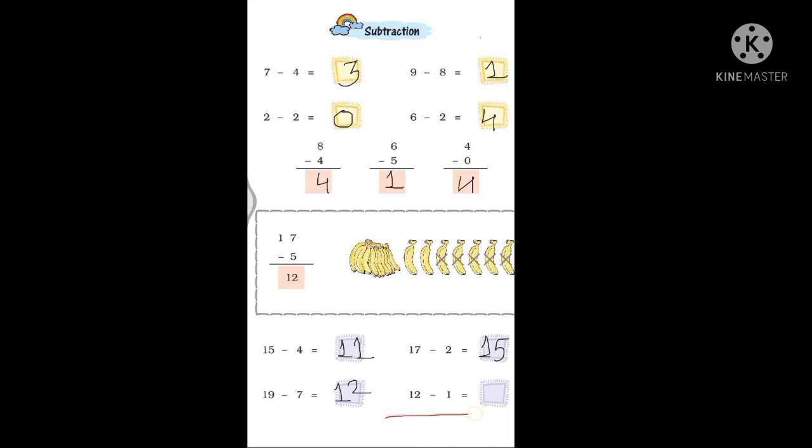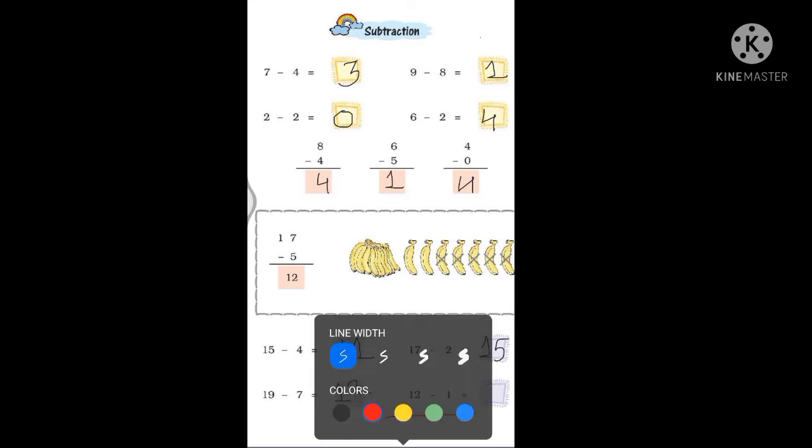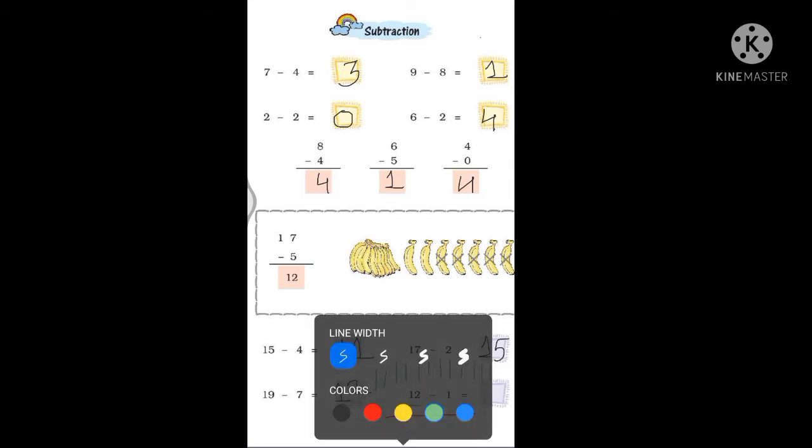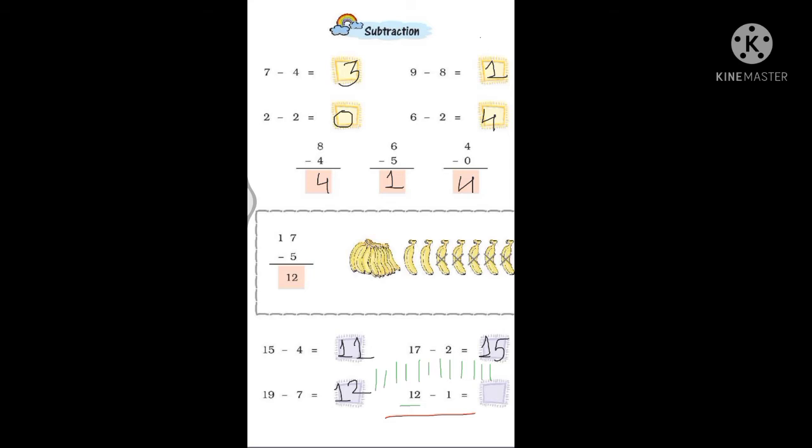Next question is 12 minus 1. What was the next question? 12 minus 1. So your first number is 12, so for that we have to draw 12 sticks. Let's draw it. 1, 2, 3, 4, 5, 6, 7, 8, 9, 10, 11, 12. So 12 sticks I have drawn, right?